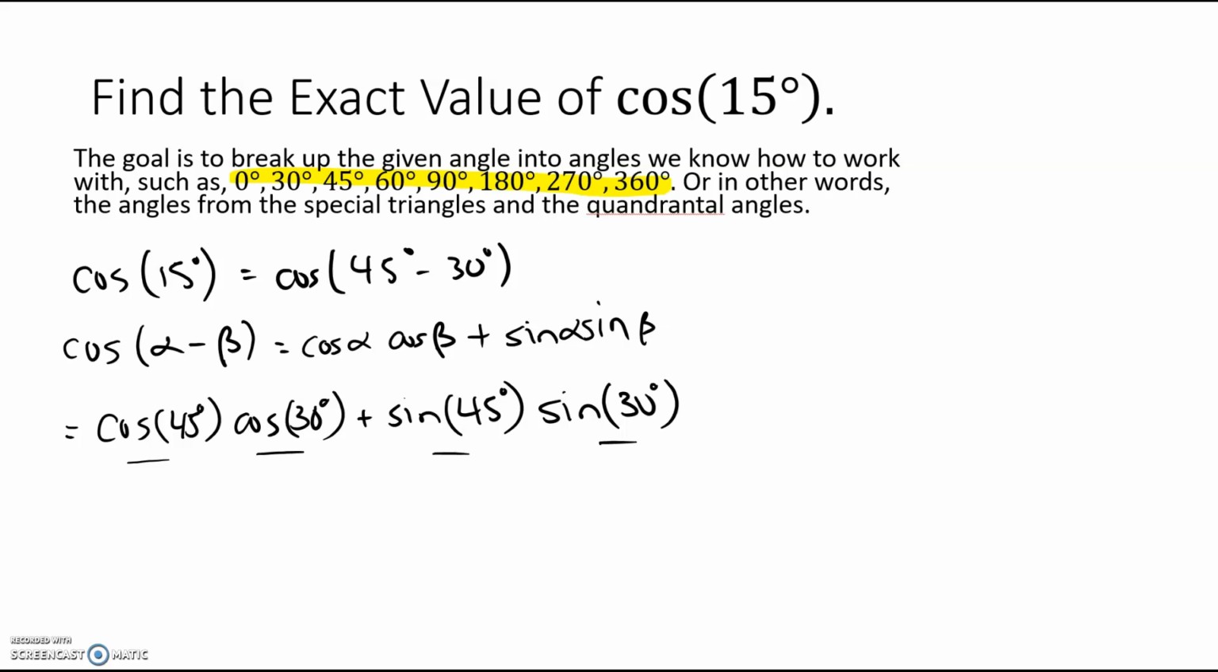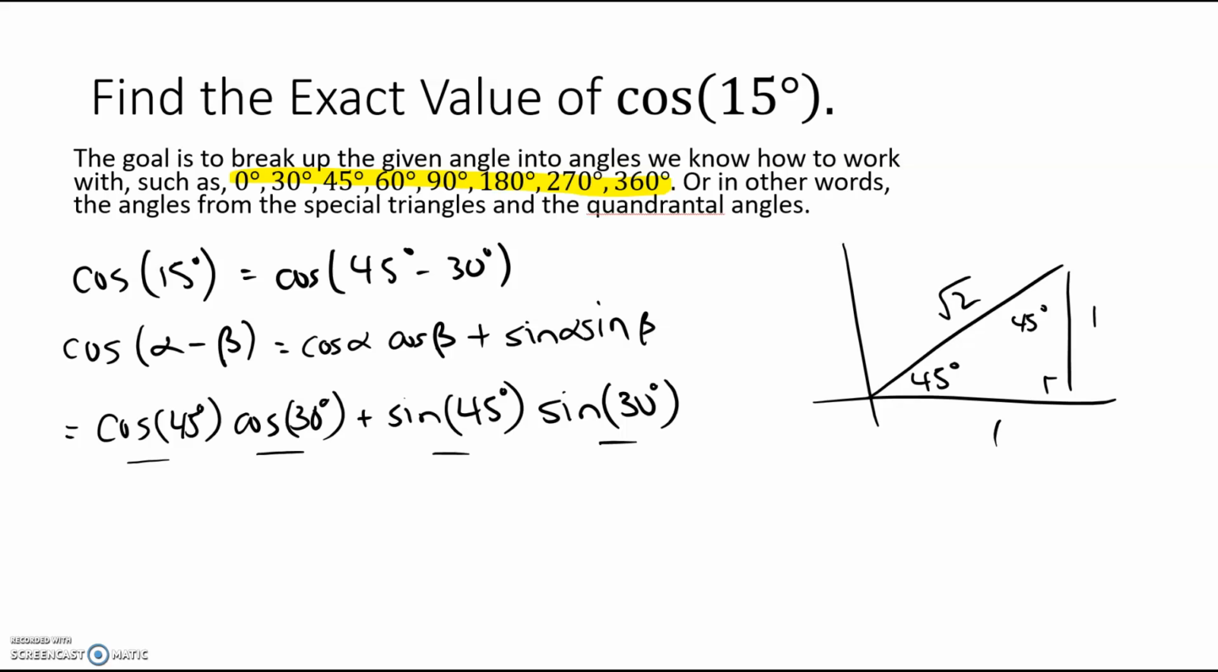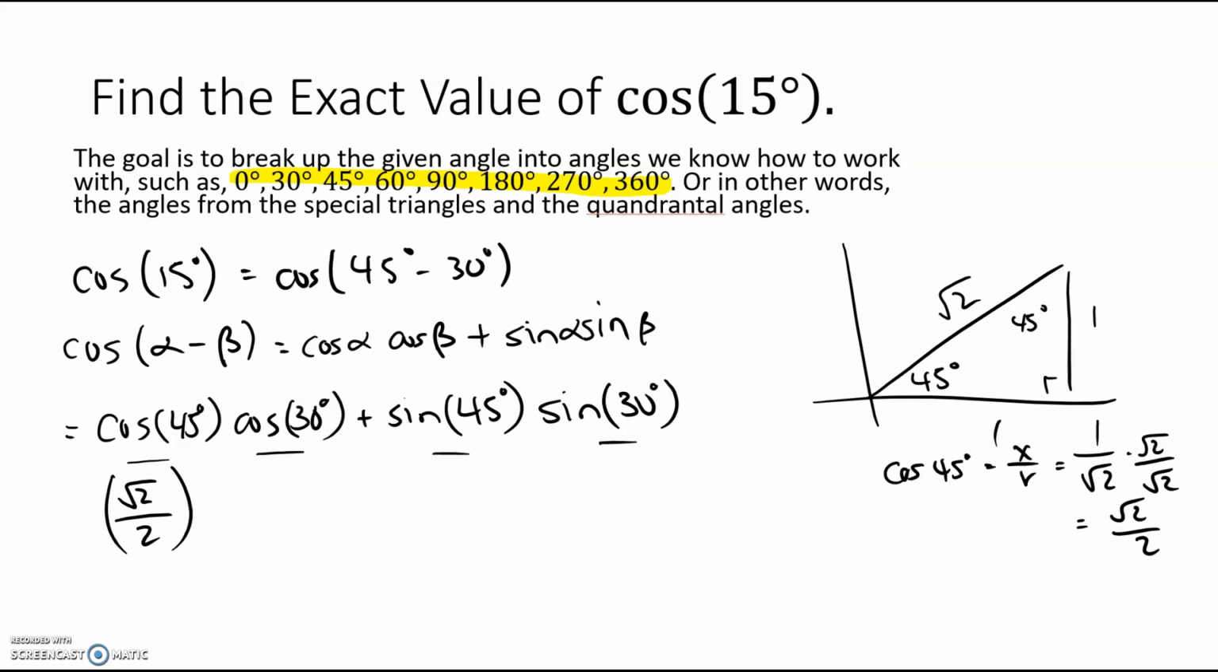Now we need to go through each one of these and find cosine of 45, cosine of 30, sine of 45, and sine of 30, which means we'll need two special triangles. We'll look at 45 first. So across the 45s we have 1, and for the hypotenuse we have the square root of 2. So cosine of 45, we know that's x over r. Our x is 1, our r is square root of 2. Rationalize that: square root of 2 over 2. Okay, so there is cosine of 45.